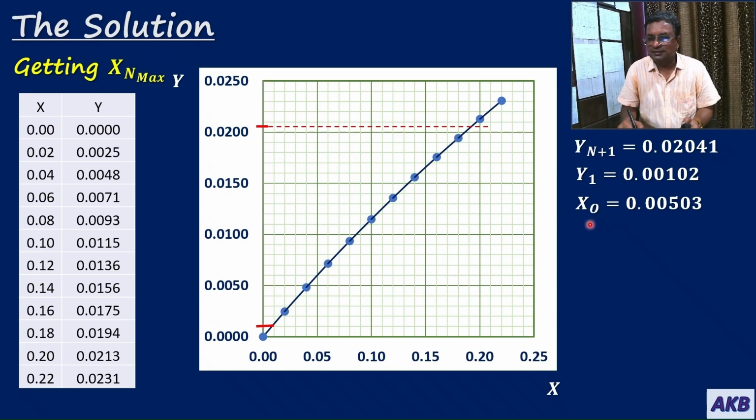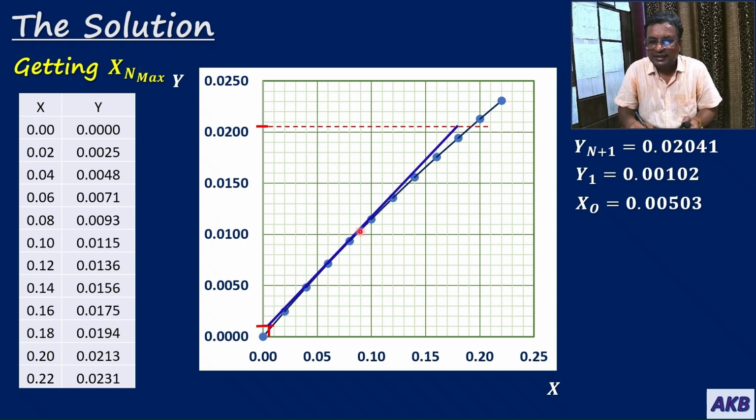Then x0 is known to me. It is 0.00503. So I will locate it over here. And then you must have seen I have drawn this operating line. Now, what can you say about this operating line?